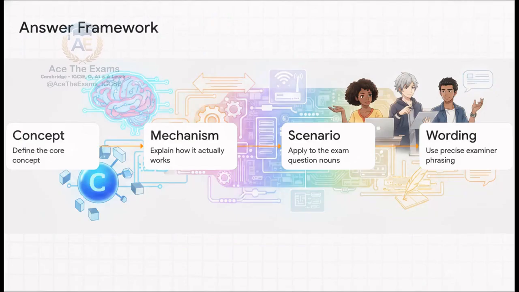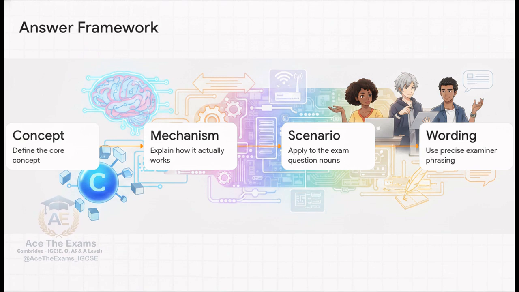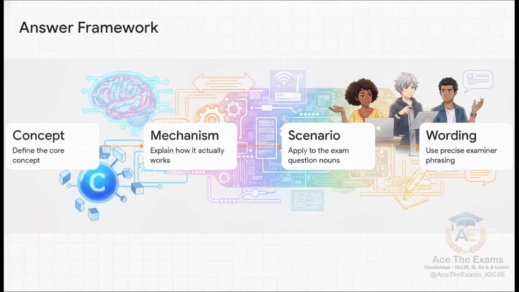Okay, this is what the masterclass calls the answer upgrade framework. It's the exact sequence you should run through in your head the second you see a 4 to 6 mark question. Step 1, define the core concept. Step 2, explain the specific network mechanism, like how it actually works behind the scenes. Step 3, apply it to the exact scenario nouns given to you in the exam question. And step 4, translate that entire thing into the precise examiner wording pulled straight from the mark scheme. Visualizing this sequence is exactly how you build an impenetrable, high-level response.